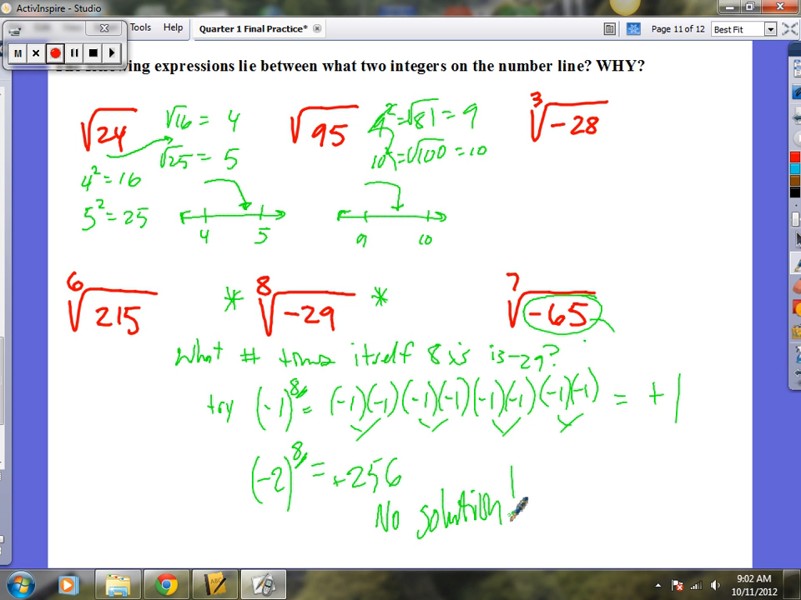I can never, ever, but here's why. That's important. You're going to have to explain why on the test. I cannot multiply a number 8 times and end up with a negative result. No matter what number I choose, when I multiply it by itself 8 times, my result will always be positive.